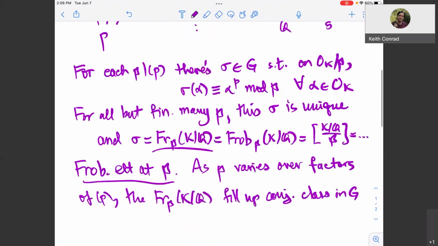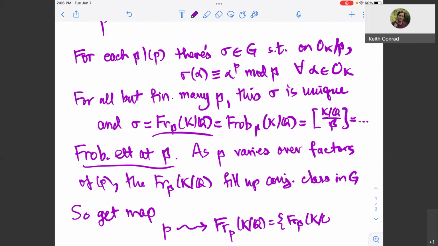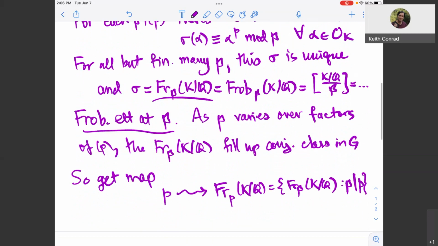So what we can say then is that we can associate to a prime number what I'll call Frobenius sub little p, the collection of Frobenius elements at the prime ideals dividing p, and this is a conjugacy class in the group called the Frobenius conjugacy class of the prime number. For a finite number of primes it might be ambiguous, so it's only defined for all but finitely many primes.